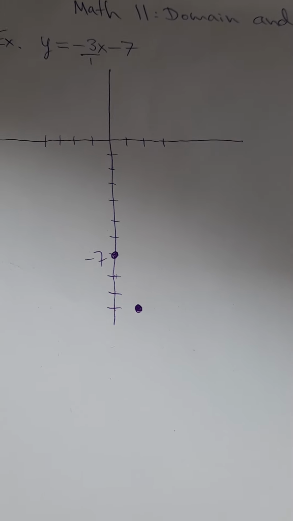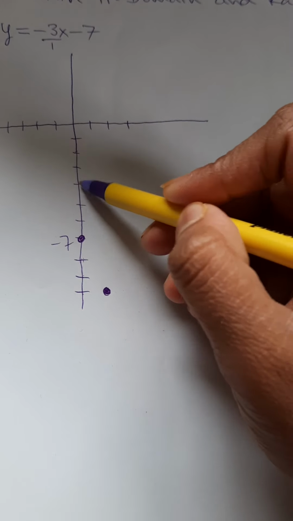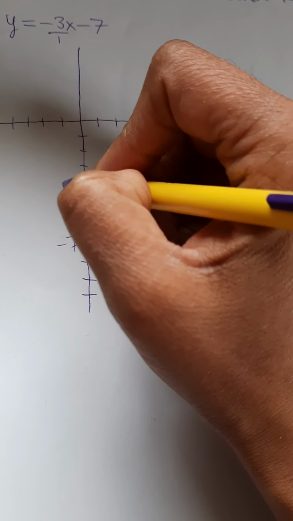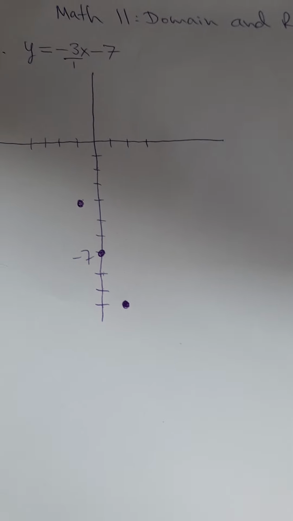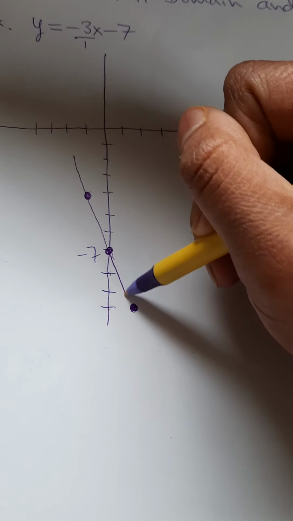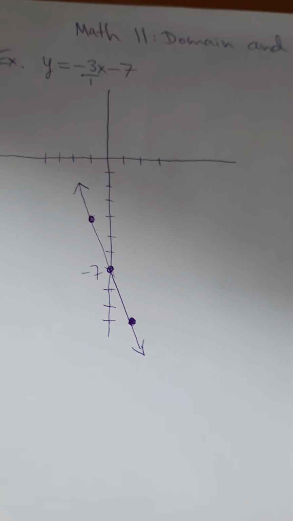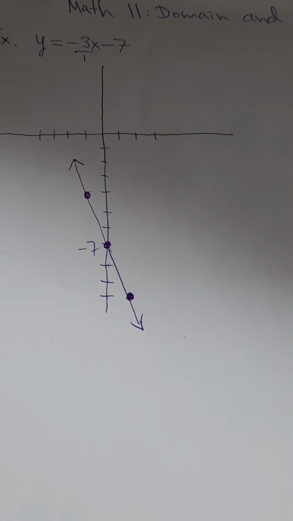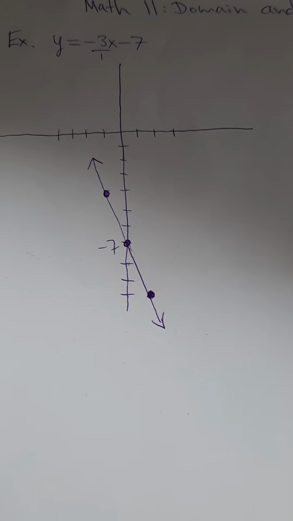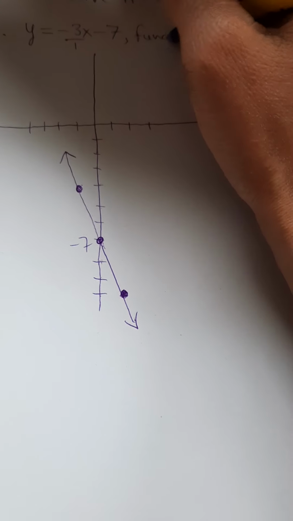At the same time, remember, I can also reverse the negative signs. I can go up 3, so 1, 2, 3, and then move negative 1. So the point should be right here. Note this down when you are graphing this line. I'm going to draw a straight line; make sure you're always using a ruler. This is my line for y equals negative 3x minus 7, and we're trying to see whether or not this graph represents a function.